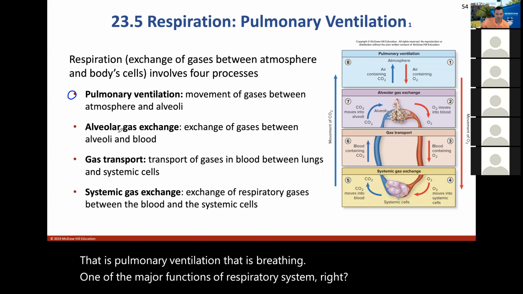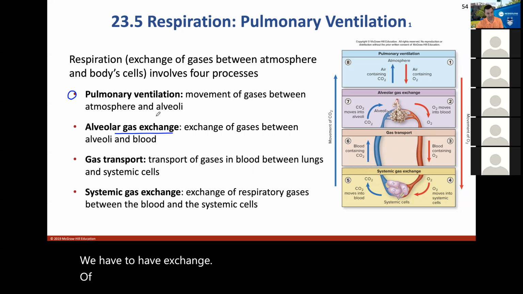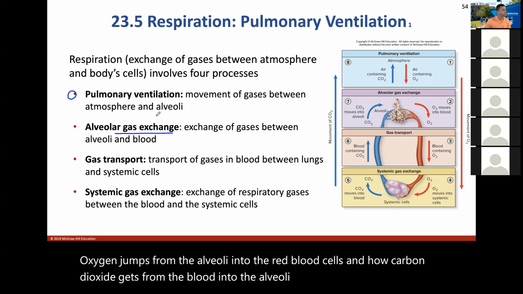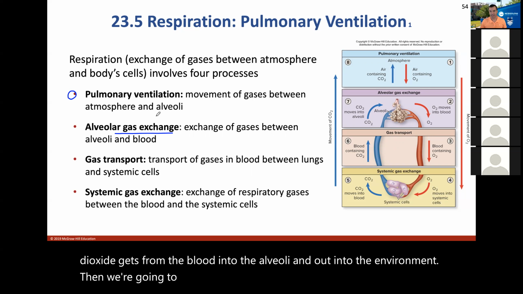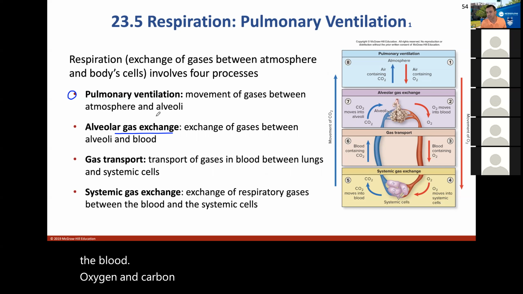We have to have exchange of these gases in the lungs. So we're going to look at how oxygen jumps from the alveoli into the red blood cells, and how carbon dioxide gets from the blood into the alveoli and out into the environment. Then we're going to see how gas gets transported. Oxygen and carbon dioxide get transported. Hell, we already know this, right? We saw it within the blood. Oxygen and carbon dioxide get picked up by red blood cells.